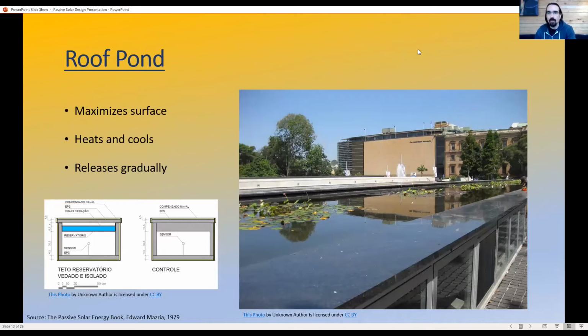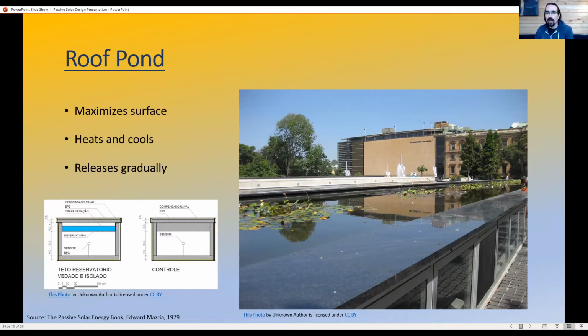There's some examples of roof ponds. Some advantages of roof ponds are that they maximize the amount of surface area. It's often able to have more square footage on a roof surface than you are able to have on a wall surface. So you get a lot more surface area to collect radiant energy. And roof ponds are able to both heat and cool. In the summer, that's actually preventing some of that heat that would normally be hitting the roof and transferring through the roof into the building. It's slowing that heat transfer process a lot more than a typical roof assembly would. And that heat is stored and releases gradually.